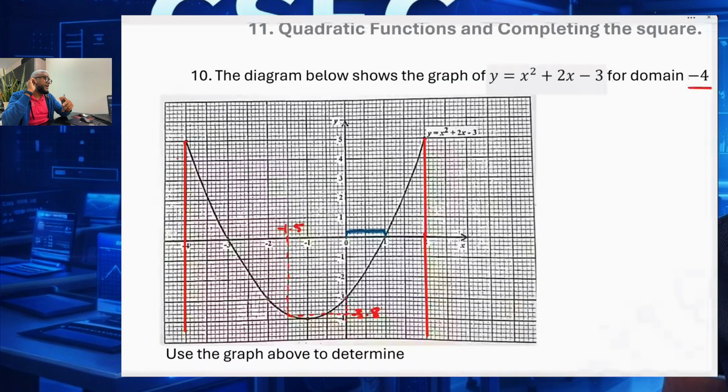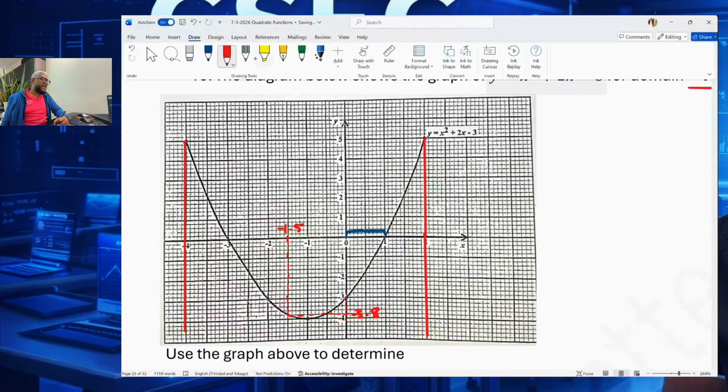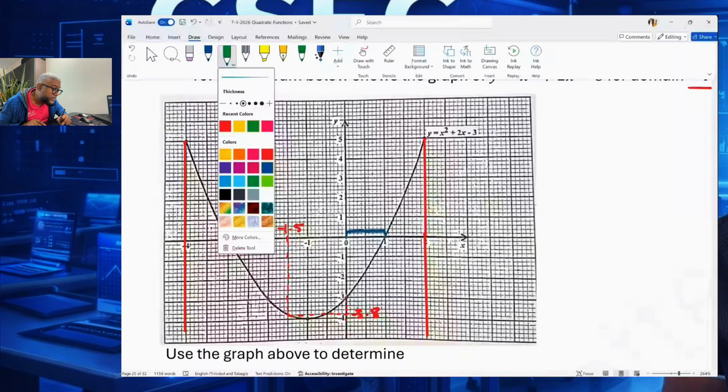Everybody clear there? That's my domain. Let me deal with the range now. What's the lowest value that y could be? Negative 4. Negative 4 is the lowest value that y could be.